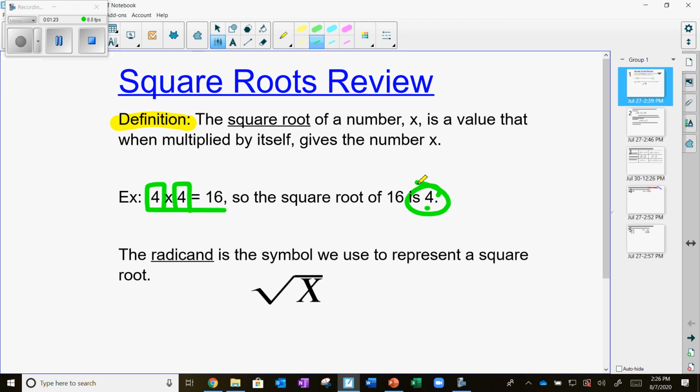Also, just to make sure that we all are aware of what different things are called, the radical. The radical is the symbol that we use to represent a square root. You might have had other teachers or math classes refer to it as the house or the root box or something like that. But we are going to exclusively be referring to it by its proper name.